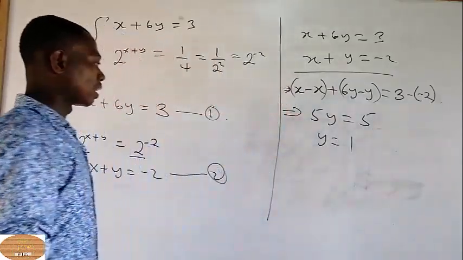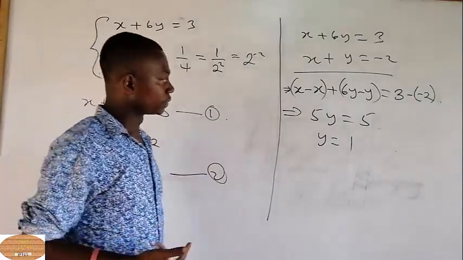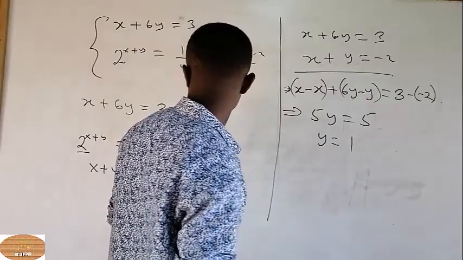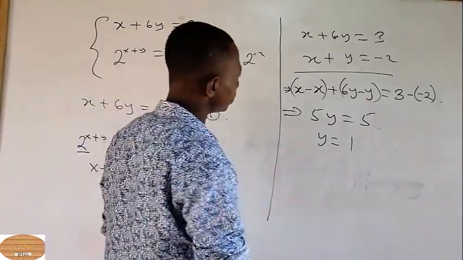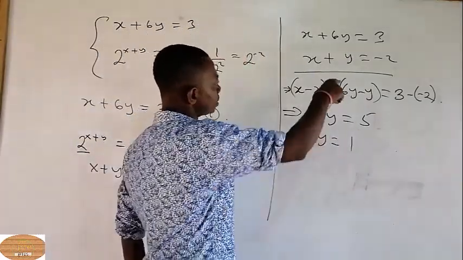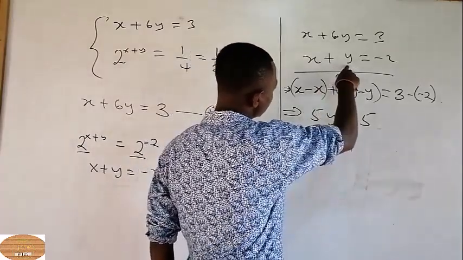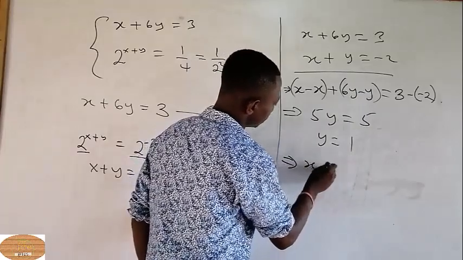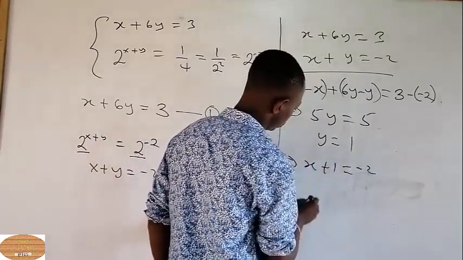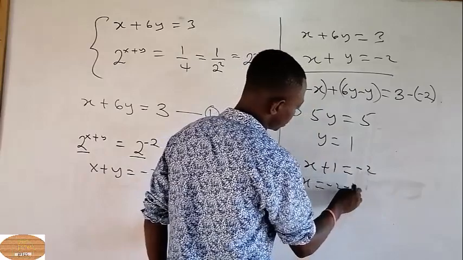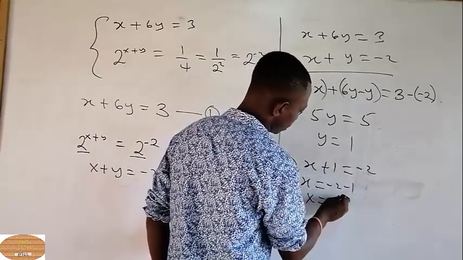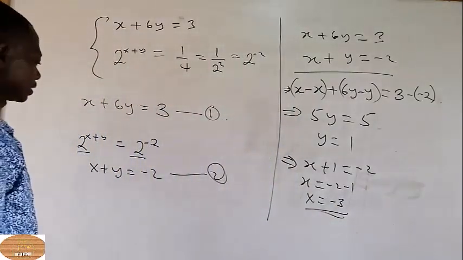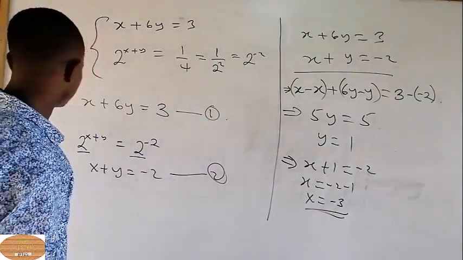Alright, now that we have one of the variables, you can use any of the equations to solve for the other variable. So let me use the second equation, which is x plus y equals minus 2. So I'll go back to the second equation, and where I see y, I'll put 1 there, because y equals 1. So x plus 1 is equal to minus 2. Therefore, x is equal to minus 2 minus 1. So x is straight away minus 3. Alright. So I have x as minus 3, y to be positive 1.